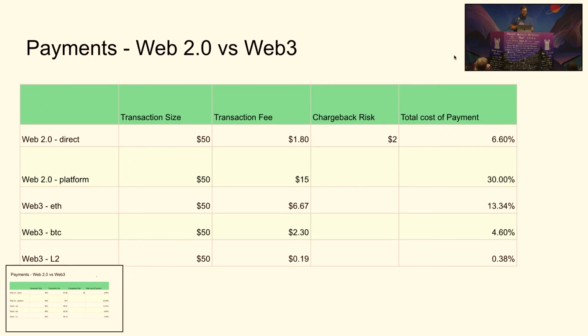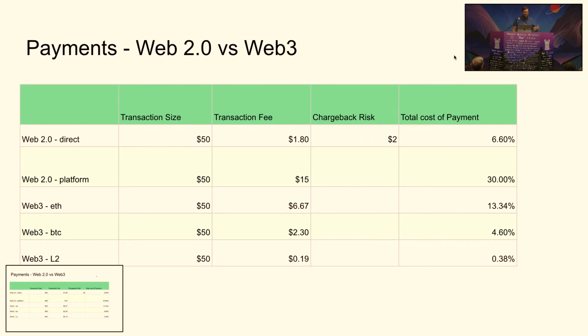So just kind of comparing payments in the Web2 direct model, which is a Stripe account, a Shopify account, you're paying about 6%. Given a 3% chance of a chargeback, it comes out to 6% on a $50 transaction. Obviously, if you have a $50 transaction on an app store, you're going to pay about $15 or $30.